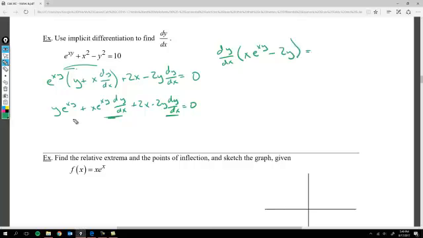And I'm going to move everything else to the other side of the equal sign. So I'm going to move this term and this term to the other side of the equal sign. Okay, and now I can isolate dy dx by dividing. Okay, and that is our answer.